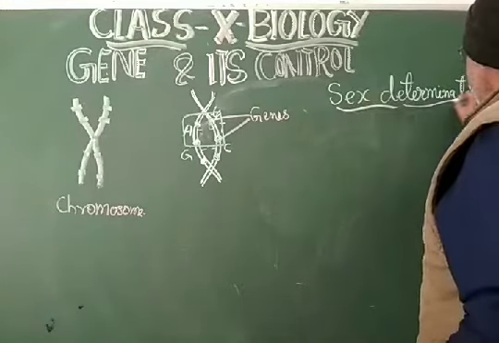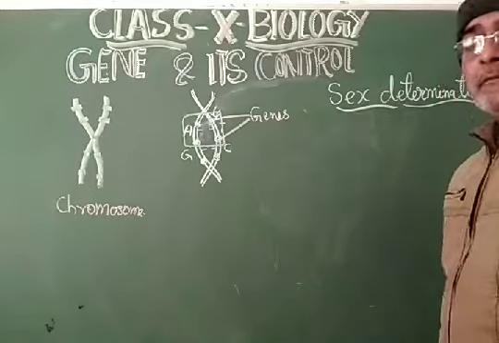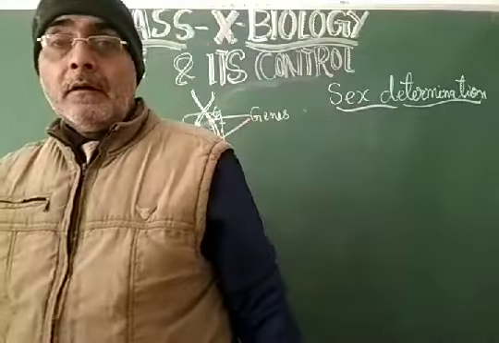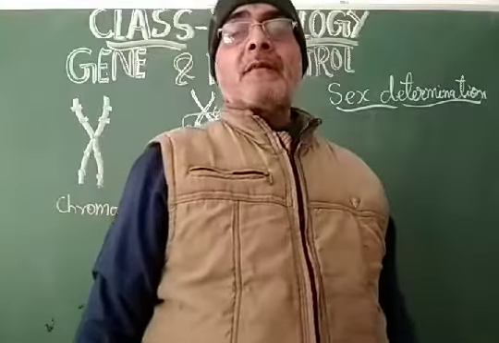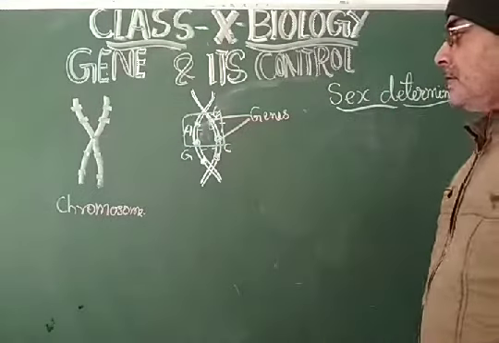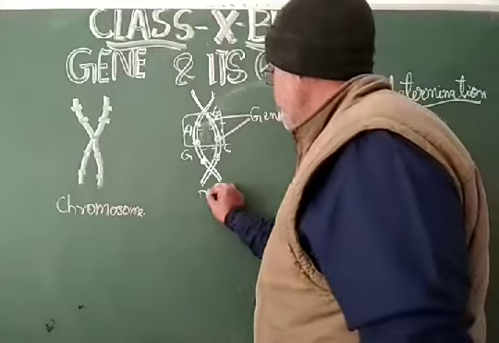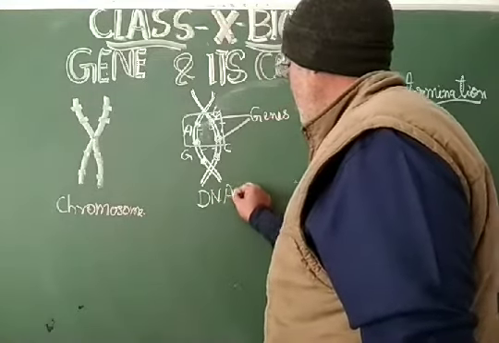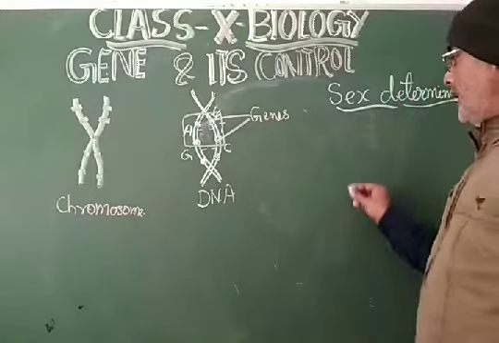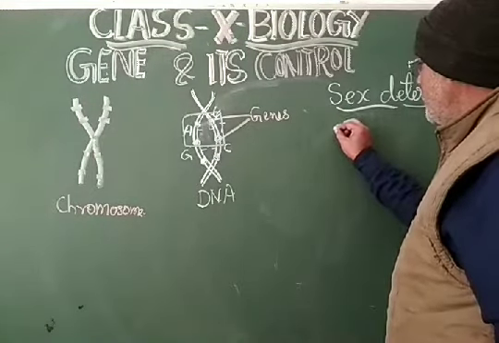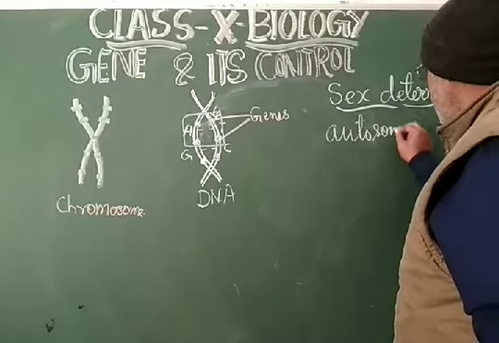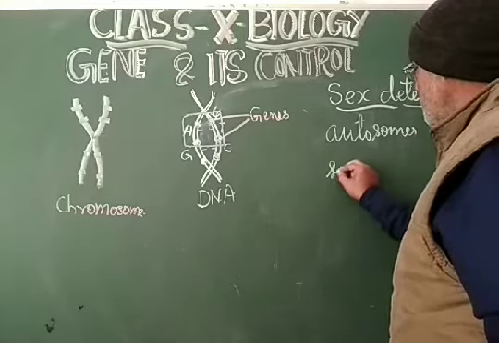Students, sex determination in human is very important as far as its significance is concerned. As you know, my dear students, there are two types of chromosomes. Chromosomes, this is DNA, and this is a part of DNA, and two types of chromosomes are there: autosomes and sex chromosomes.